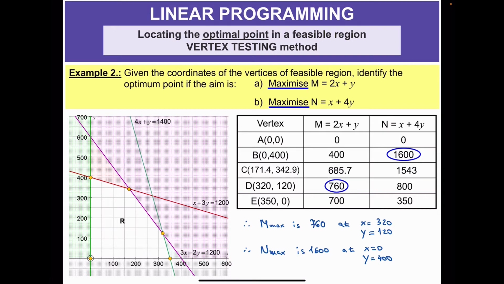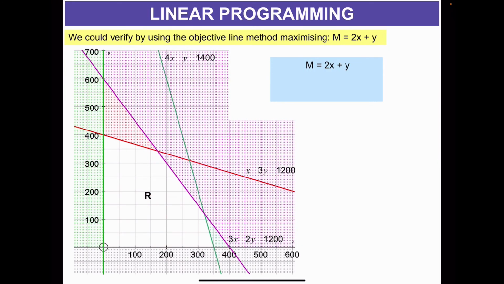You can always verify with the second method that the point that you found is correct. So this is the same problem, and we will verify it by the objective line method. If you maximize 2x plus y, so first the objective function, then move it away because I'm going away from the origin as I'm trying to maximize the objective function. Then I located the point.